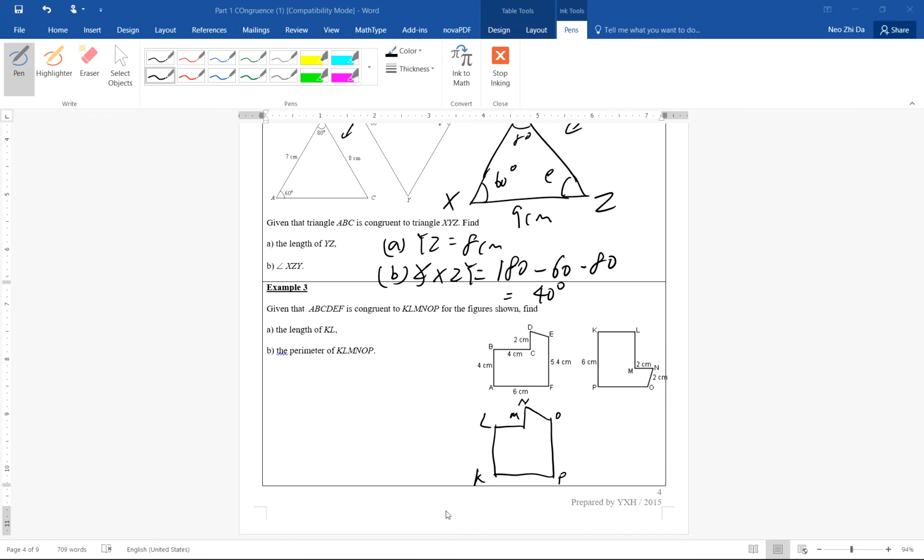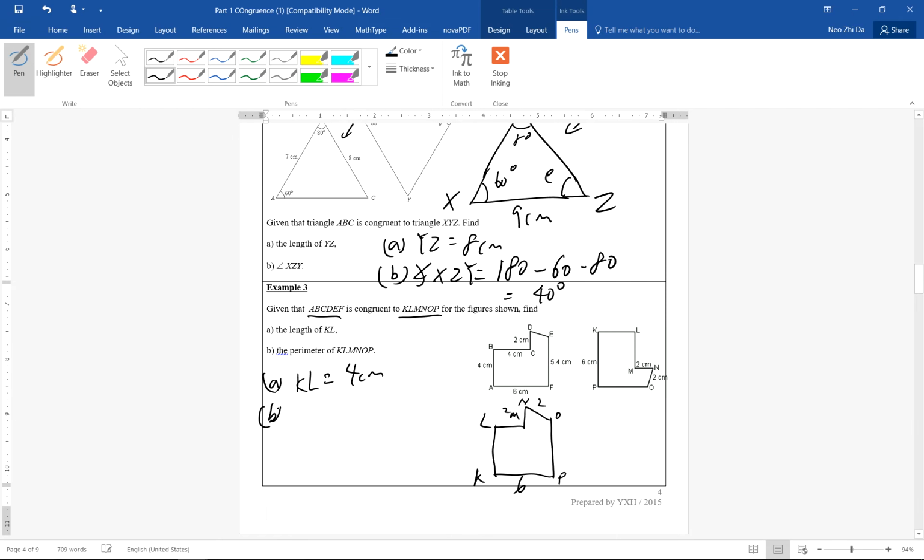So this one is congruent to this. I choose this orientation and draw it out. I'm going to transfer the data over. So KP is 6, then 2, 2, 2, 2. MN is 2, NO is 2. For part A, KL is here. KL corresponds to this, so it's 4 cm.